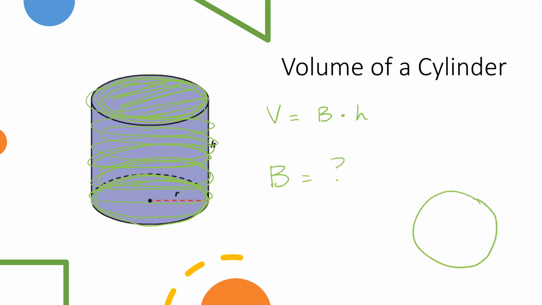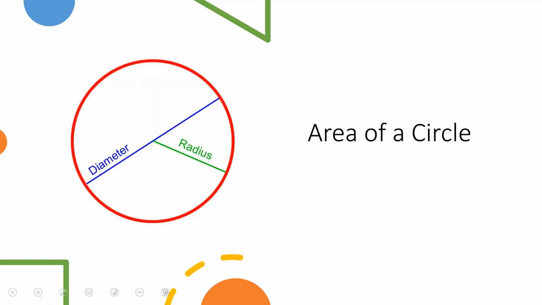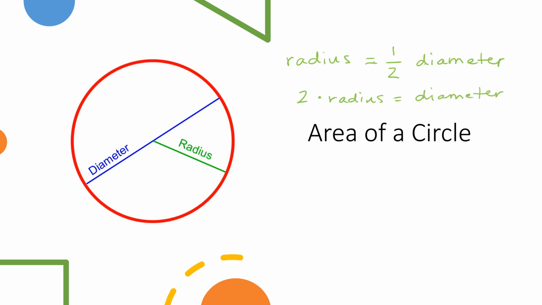Well, what is the area of the base? The base is a circle, so let's think about what that means. If we look at a circle, you might recall that a circle has a diameter and a radius. A radius is half of a diameter, or you could think that the diameter is the radius times 2. So 2 times the radius equals the diameter. To find the area of a circle, the formula is A equals pi r squared, where r is the radius.